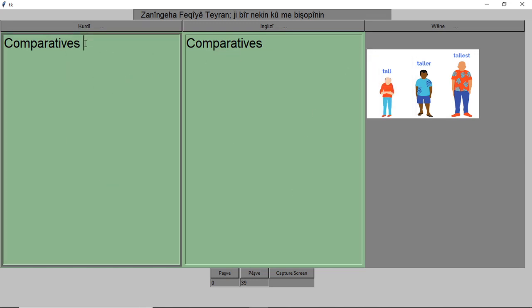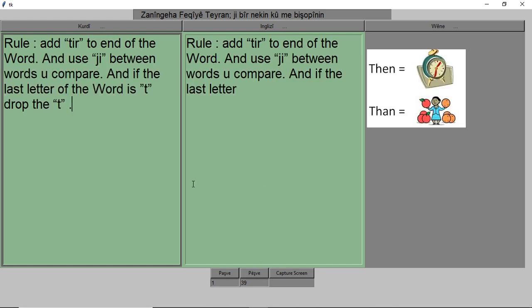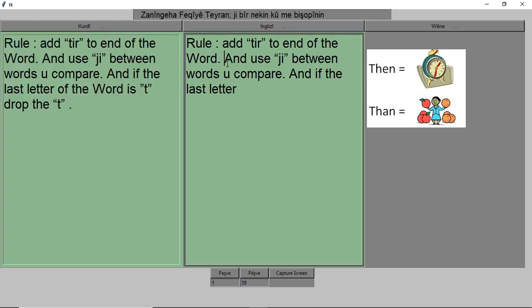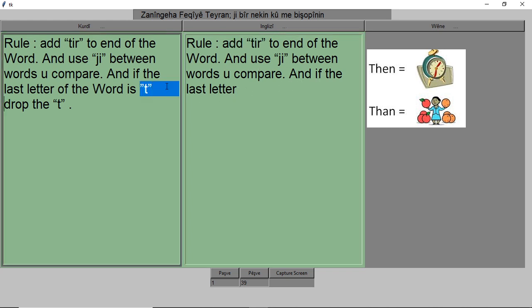Comparatives, it is Hevberdar, and superlative. Okay, I will say superlative later. Hevberdar, which means Hevberdar. Comparatives Hevberdar. There is a rule. The rule says put tir at the end of the word and use j between words. You compare, and if the last letter is T, then drop the T.